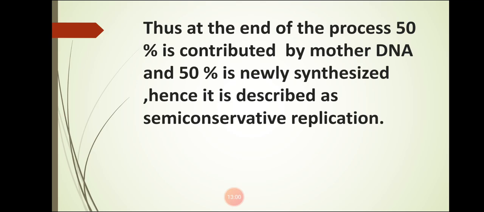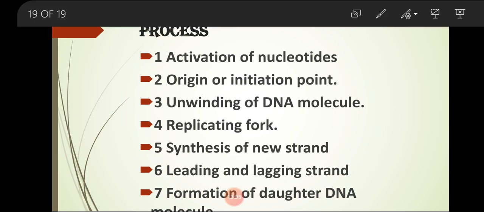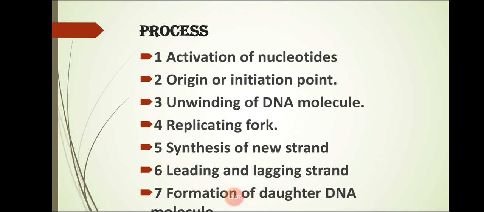Okay, now quickly we will recap all the points. First step was activation of nucleotide. What was done was that the monophosphate form was converted into the triphosphate form, and inactive nucleotides were converted into active nucleotides. Okay, second point is origin point or initiation point. This means the point from where the process of replication starts, that is the point O. And here there is a cut with the help of the enzyme endonuclease, that is called a nick.